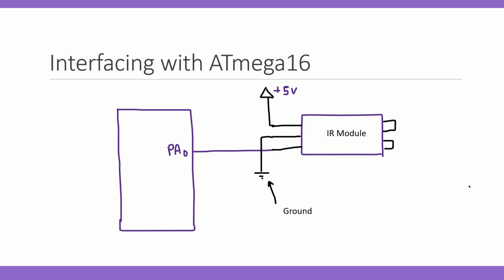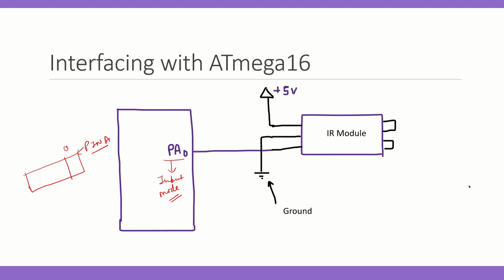For this video, we are considering the microcontroller ATmega16, and the output of the IR sensor is connected to the PA0 pin of the microcontroller. So we have to configure PA0 in the input mode, and then we have to check continuously the logic level of PA0. This can be done by checking bit number 0 of the PINA register.